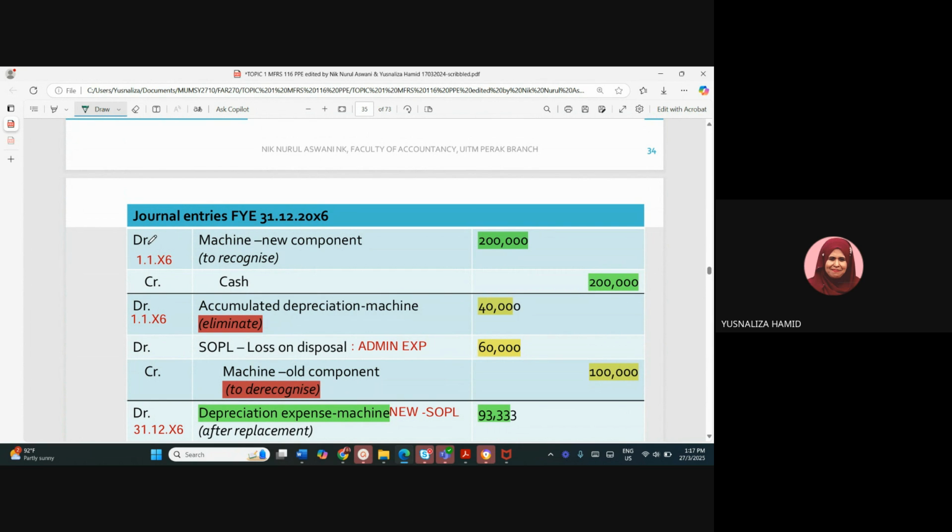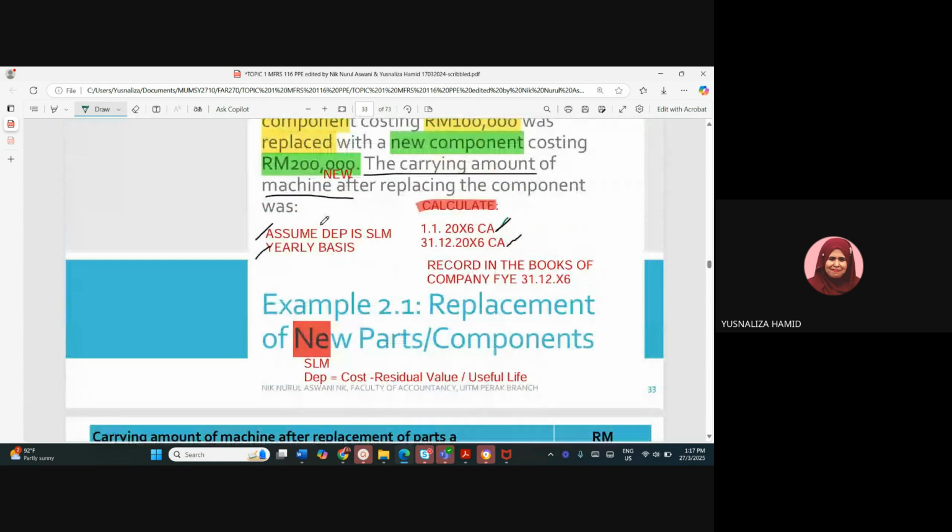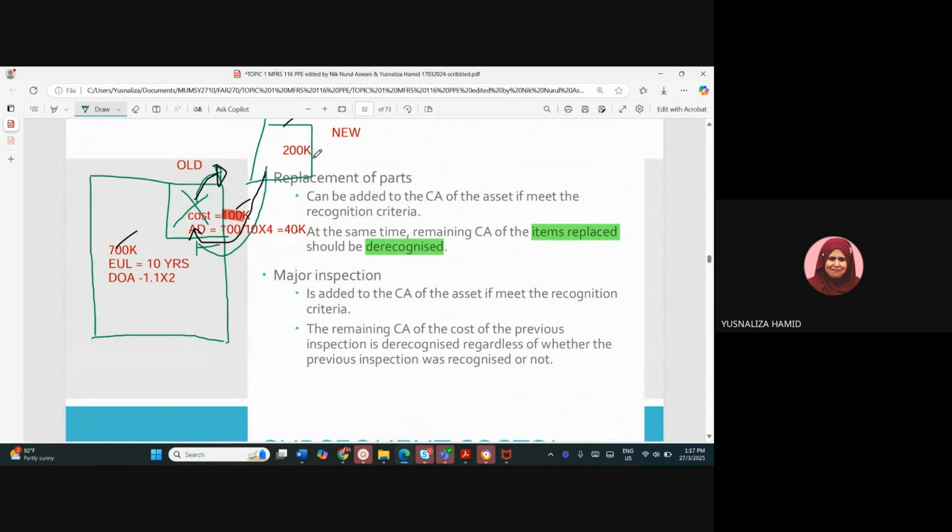So number one, record the new component that was purchased. Take the simpler one first. This is an easy one. Debit machine. Machine is your PPE. Don't write debit PPE. Debit the machine. PPE is the umbrella; the machine is what is under the umbrella of the PPE. So debit the machine. What you debit is the new component that you acquired. That was 200,000. I'm referring to this component here.